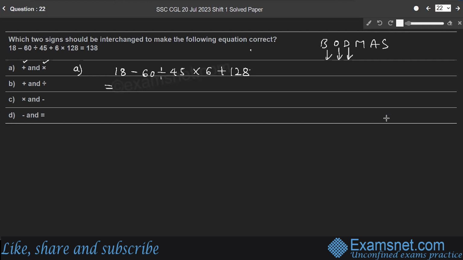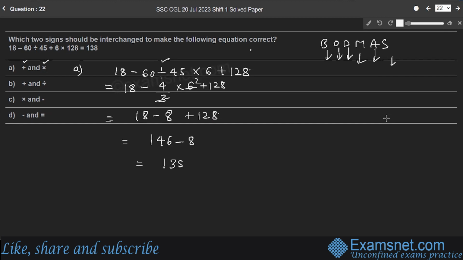So LHS is equal to, division 60 by 45. So 18 minus 60 by 45 means 15 into 4, 15 into 3, 4 by 3 into 6 plus 128. Go for multiplication. 4 by 3 into 6 is 8. So 18 minus 8 plus 128. Go for addition followed by subtraction. Addition is 128 plus 18, so 146, minus 8 is 138.